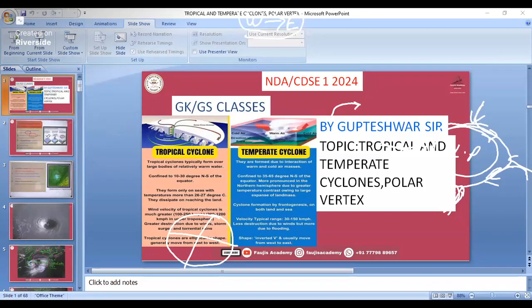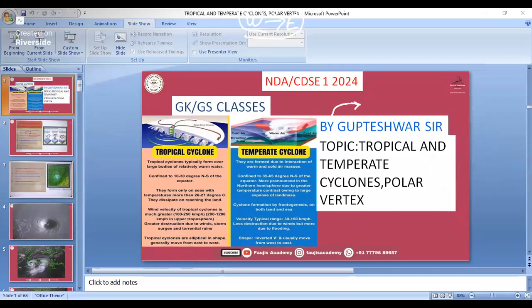So for the cyclones, you must remember that one more condition is that Coriolis force also affects the formation of cyclones. So that also you must know. So that is about the anti-clockwise and this part.